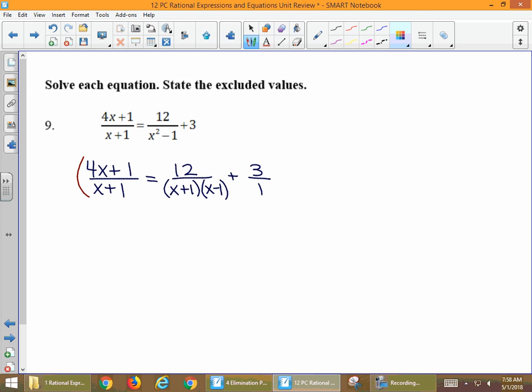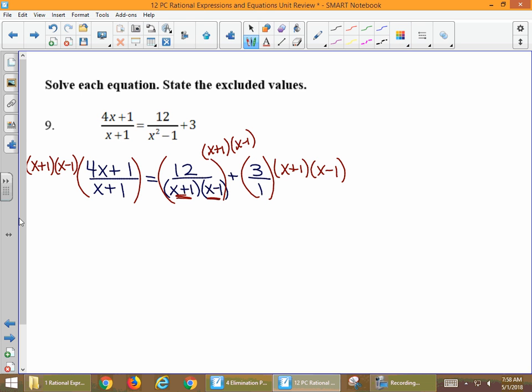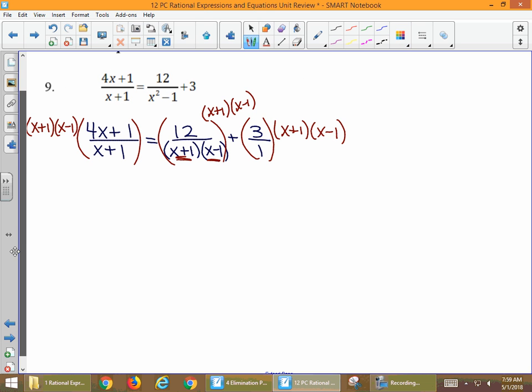So my tactic is going to be to multiply each term by x plus 1 times x minus 1, because that will cancel all of the denominators we have. Again, this is legal because I'm going to do it to every term. It's really important that you find the least common denominator. If you ramp up and multiply by too much, it makes it very hard to factor back down.